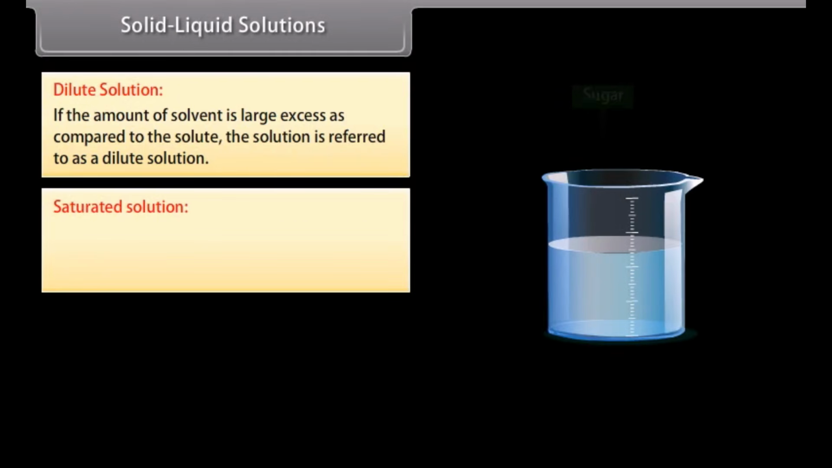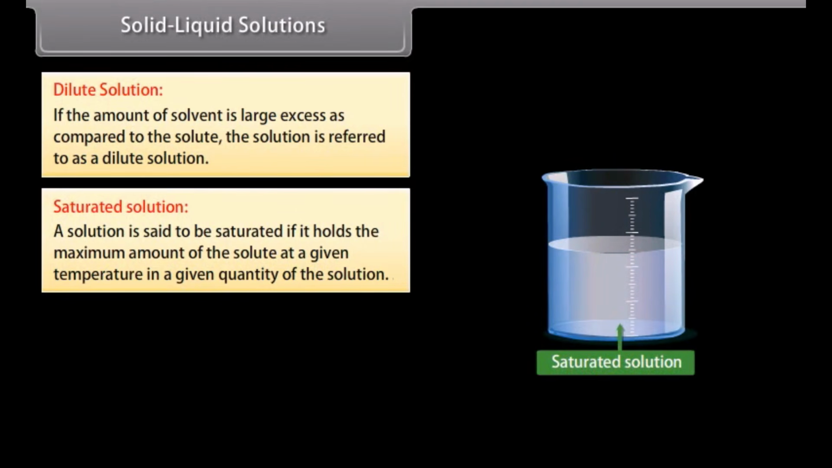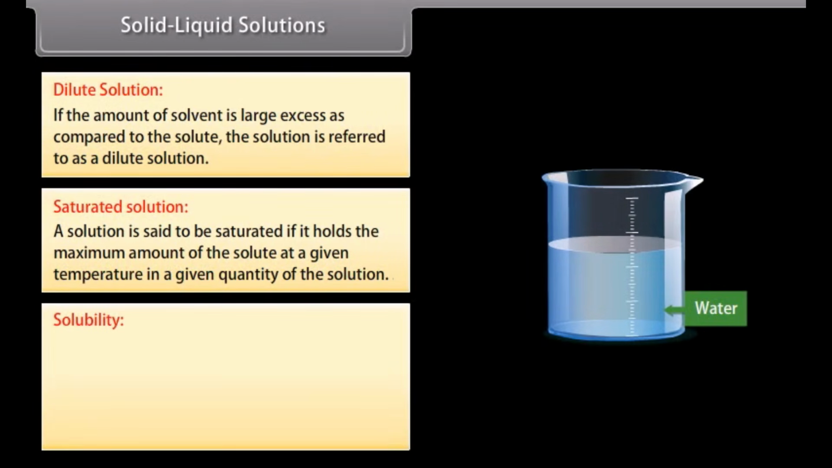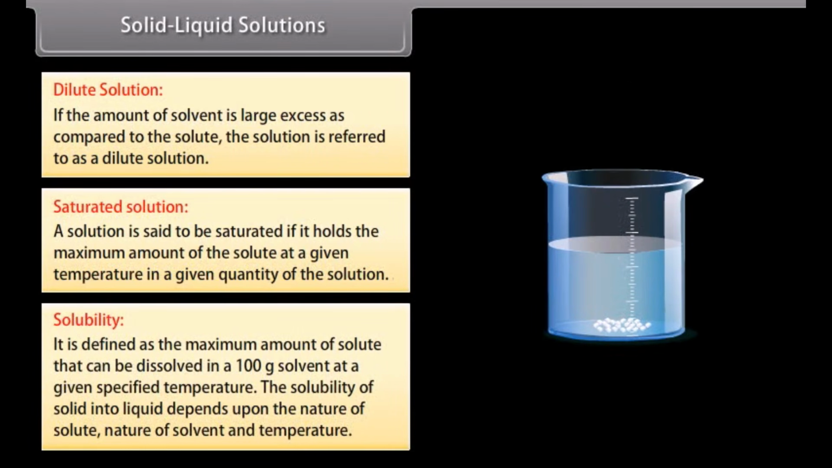Saturated solution. A solution is said to be saturated if it holds the maximum amount of the solute at a given temperature in a given quantity of the solution. Solubility. It is defined as the maximum amount of solute that can be dissolved in a 100-gram solvent at a given specified temperature. The solubility of solid into liquid depends upon the nature of solute, nature of solvent, and temperature.